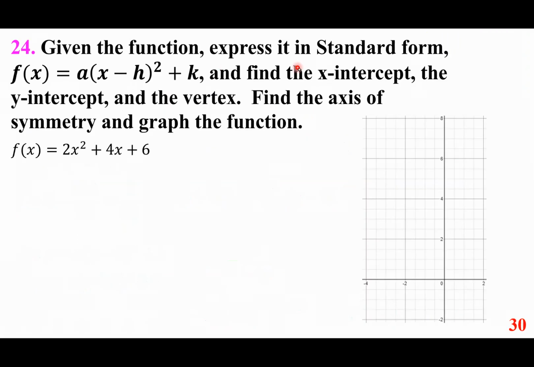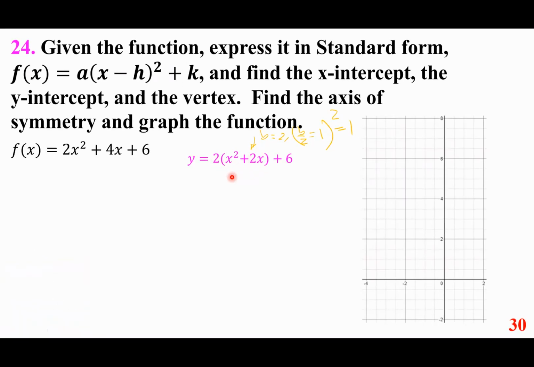Given the function, express it in standard form, A times x minus h quantity squared plus k, and find the x-intercept, the y-intercept, the vertex, and the axis of symmetry, and graph it. So for this one, first, let's put these two together, and we're going to factor out the 2. By the way, this is the standard form we have learned in intermediate algebra. 2 times x squared plus 2x, and we put the 6 to the side. Now, we want to complete this square, which means b is 2, divided by 2 is 1. And if you square it, you get 1. So we're going to add 1 inside the parentheses.